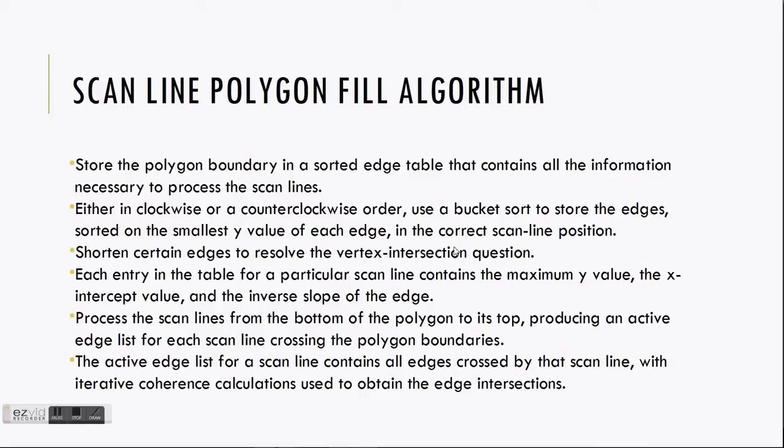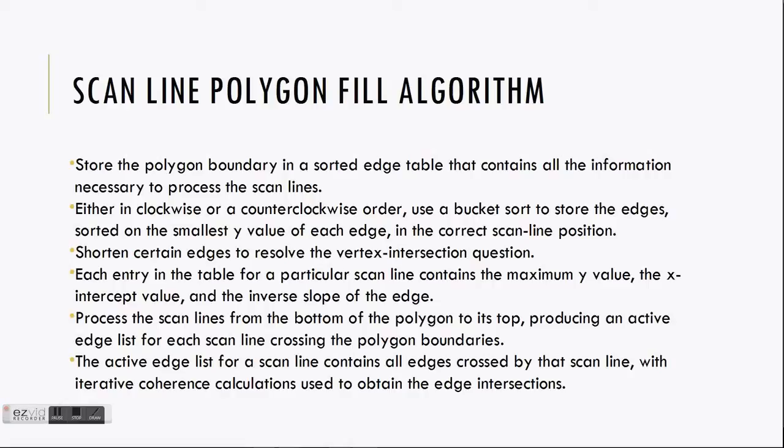Now for the scanline polygon fill algorithm. This is the algorithm which tells you everything of how to be done and what to be done. Store the polygon boundary in a sorted edge table that contains all the information necessary to process the scan lines. Either in a clockwise or a counterclockwise order, use a bucket sort to store the edges, sorted on the smallest y value of each edge in the correct scanline position. Shorten certain edges to resolve vertex intersection question, just how we saw in the previous slide.